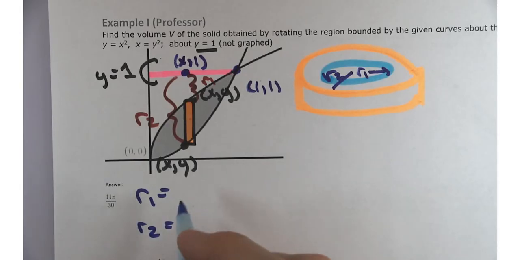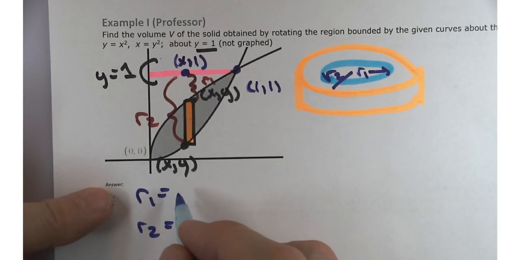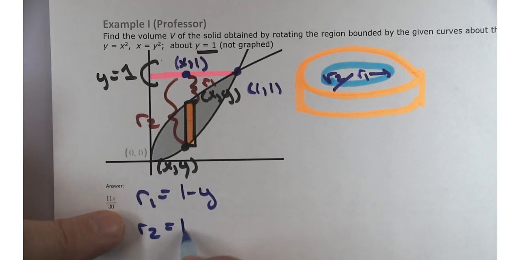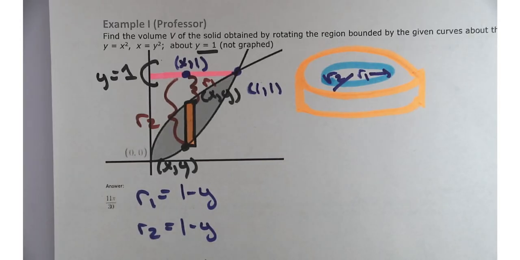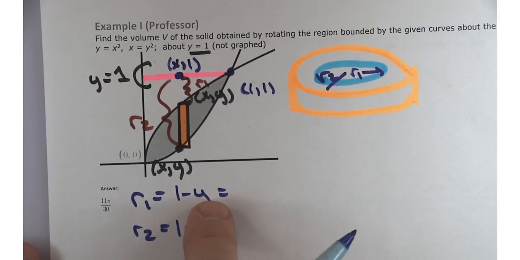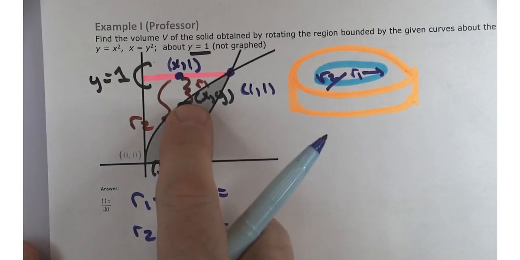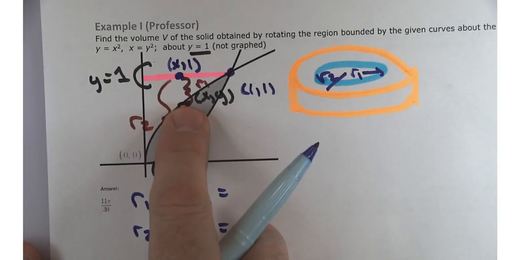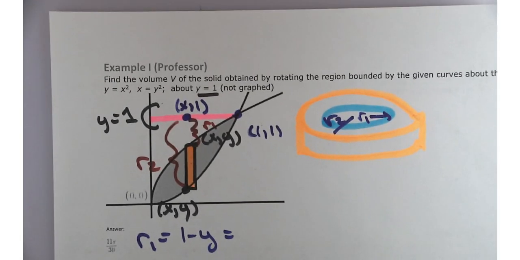What expression am I going to write for R1? 1 minus y. Yeah, 1 minus y. And 1 minus y again, although it's a different y. And now I've got to go back and figure out, all right, well, what is y going to be for this inner radius? And that's where I need to understand these graphs a little bit more.